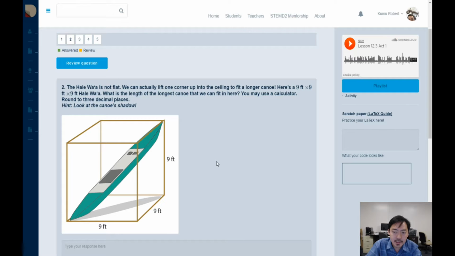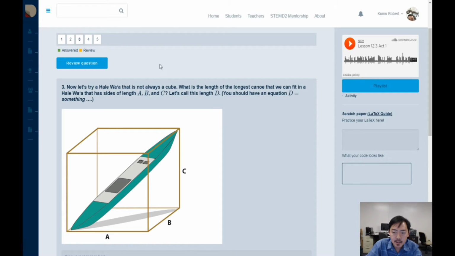Now let us generalize this. Instead of a haleba'a with a width, length, and height of 9 feet, let's consider another haleba'a. This one will have a width of A, a length of B, and a height of C. With these new variables, we can use the same strategy as last time to find the length of this canoe, and we'll call this length D.